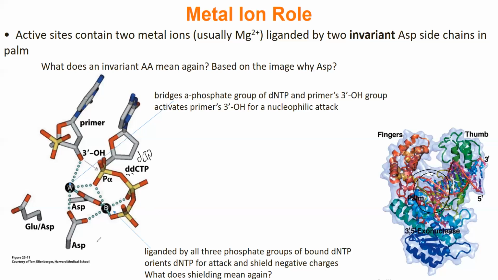Now, this is something we talked about in Biochem 1, so let's do a little review. What does an invariant amino acid mean again in terms of protein evolution? What does invariant mean? Can't be substituted. Yep. In every single polymerase that we find, aspartic acid has to be there. That means that it's critical for that enzyme to work, right? If you put in any other amino acid, that polymerase now dies.